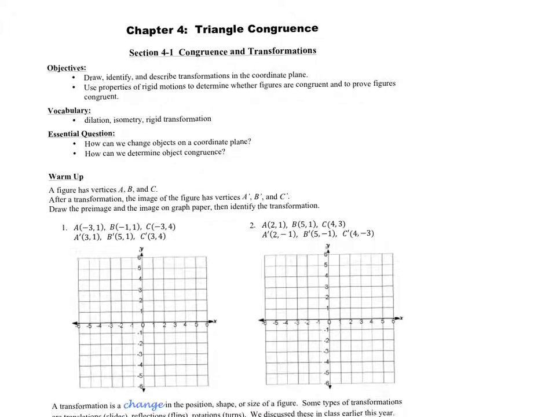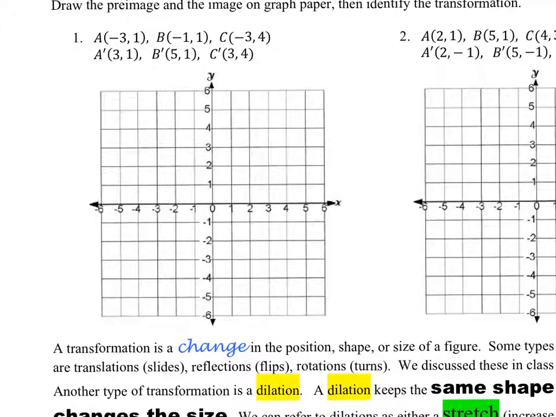This is 4-1, trying congruence and transformations. Let's take a look at the warm-up problem. Start by graphing both the original pre-image points and the new image, the transformed image.